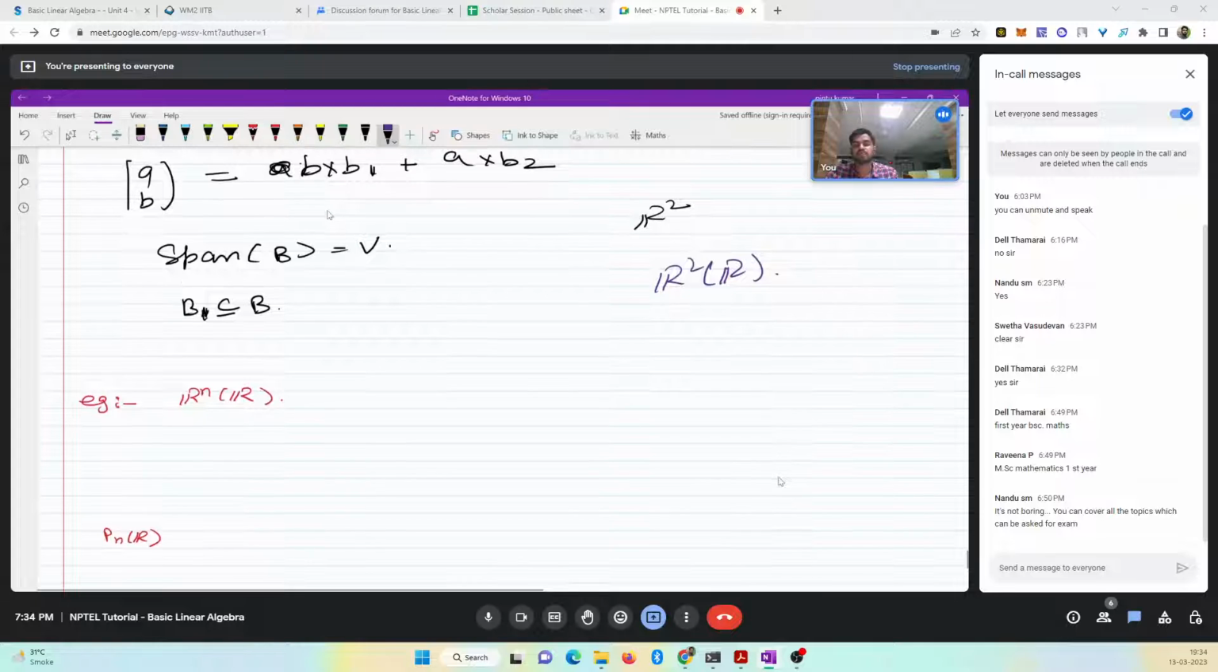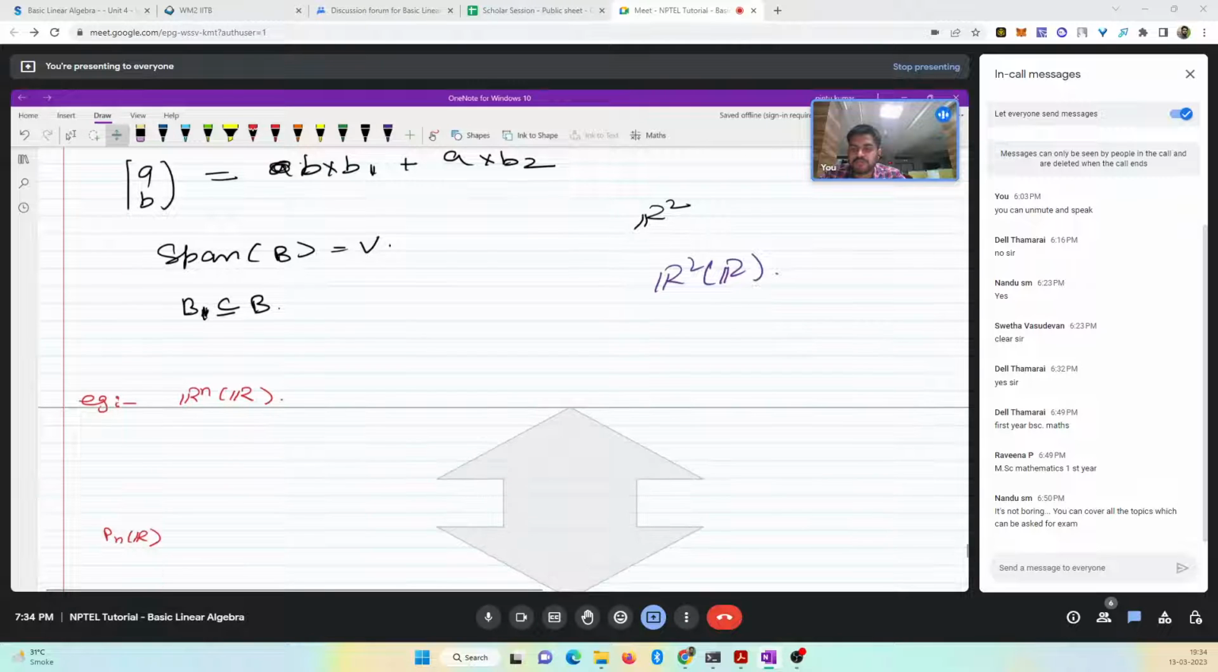Okay. Basis would be much clearer when sir talks about linear dependence and independence. I think that is in week 3.